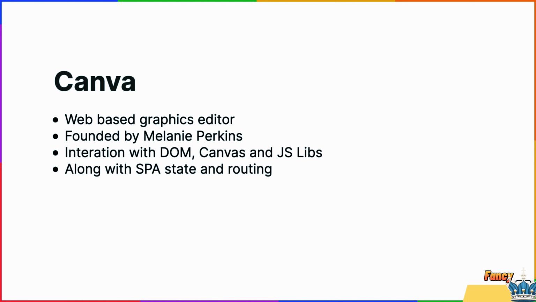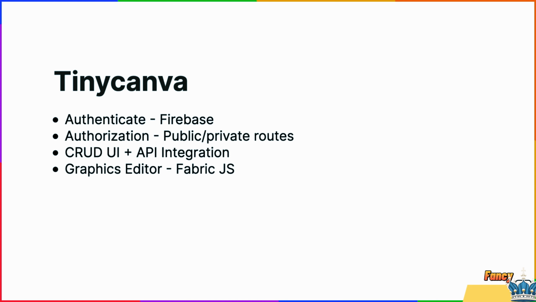The app we are going to build will in no way be close to the actual Canva editor, but we'll learn all the techniques required to build a JS application of all types. The tiny Canva app will be a single-page application with support for authentication using Firebase Auth, authorization using public and private routes, a create, read, update and delete UI integrated with Firebase Real-Time DB, and a graphics editor built using Fabric.js, a wrapper for HTML5 canvas.